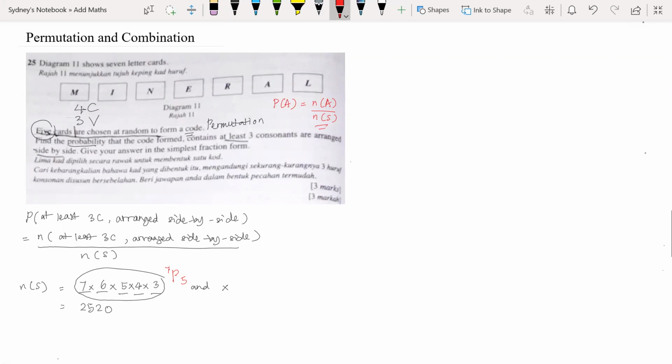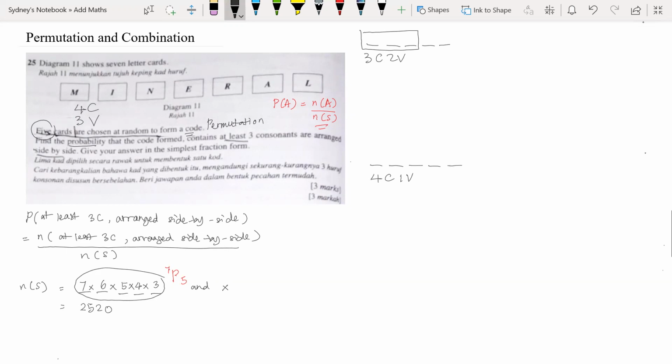Now let's look at how many ways we can form 5-letter codes with at least 3 consonants. In the first case scenario, we will have 3 consonants and 2 vowels, whereby the 3 consonants must be side by side. The second scenario will be 4 consonants with 1 vowel.